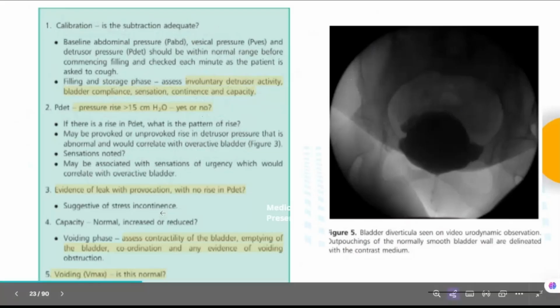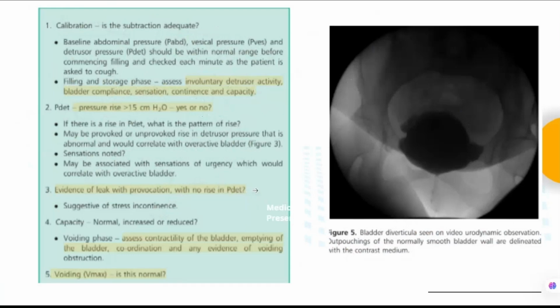Evidence of leak with provocation with no rise in the P detrusor is suggestive of stress incontinence. So in stress incontinence, there will be a leak with provocation. There will be a rise in the intra-abdominal pressure, there will be a rise in the vesical pressure, but there will be no change in the detrusor pressure and there will be a leak. That is suggestive of stress incontinence.